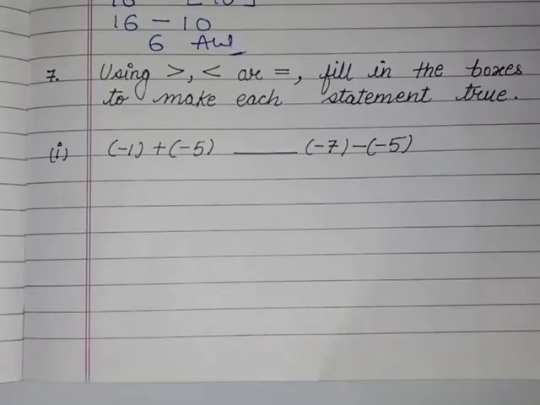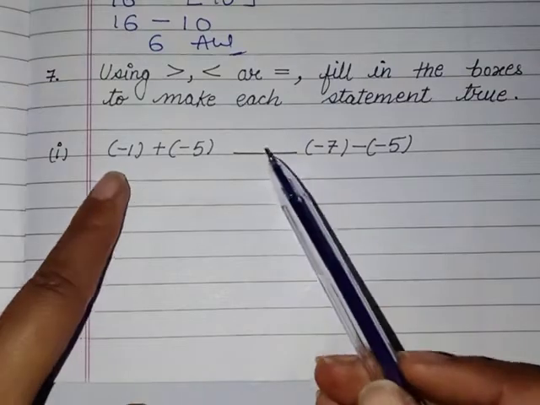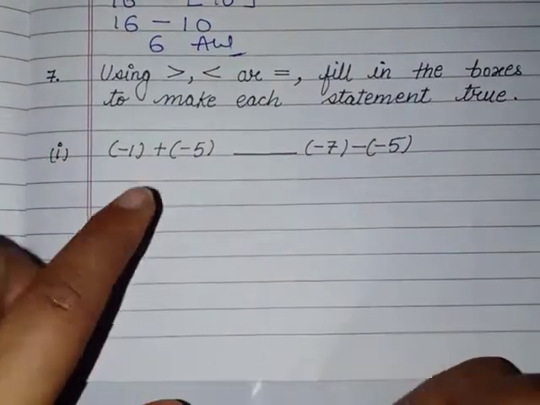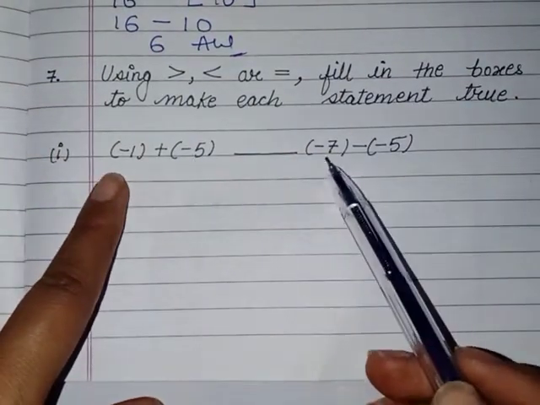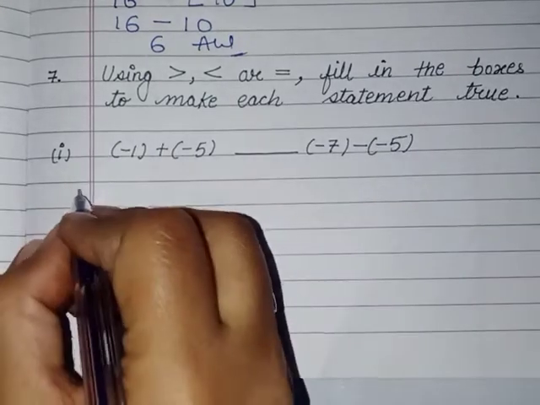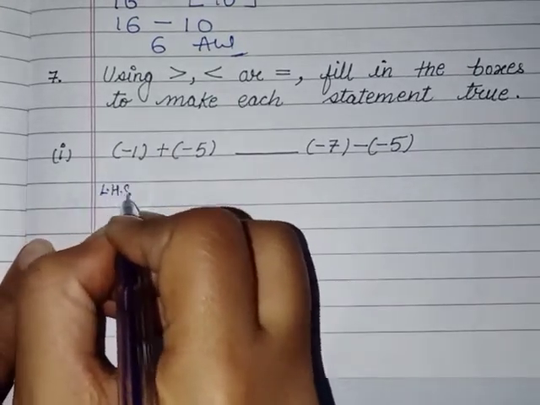Now the next question, question number 7. Using greater than, less than or equal, fill in the boxes to make each statement true. हमें चेक करना है यहाँ पर कौन सा सिंबल आएगा. So to check it, firstly we will solve the left hand side, then right hand side. So check करते हैं left hand side.